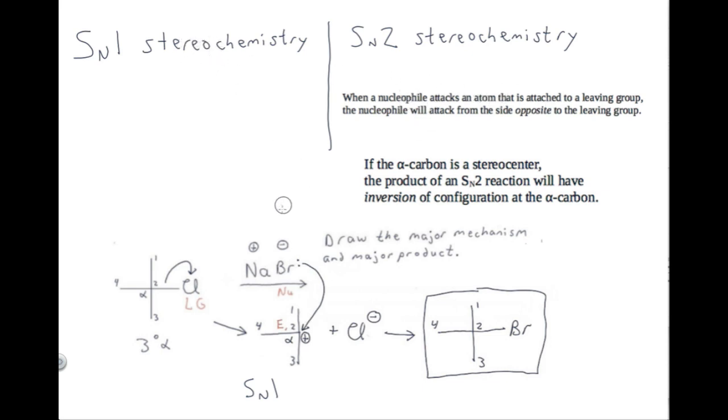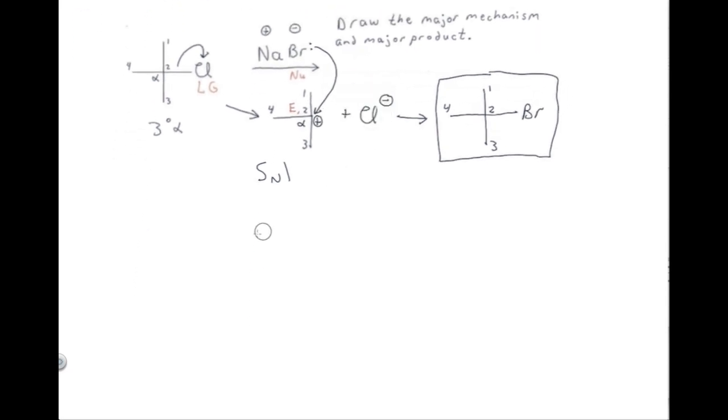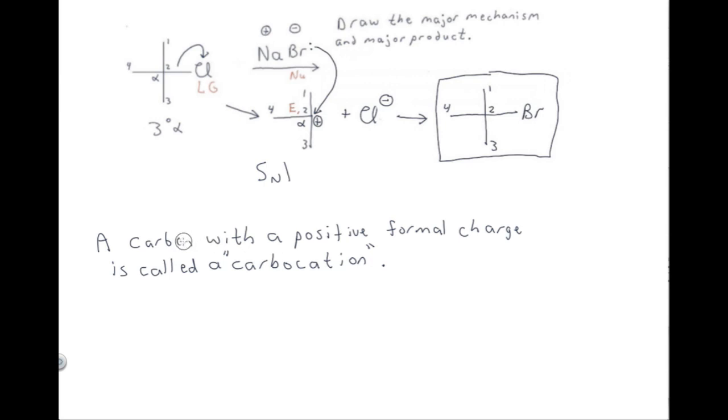So how do we decide from what direction the nucleophile will attack this alpha carbon? The important thing here is that the nucleophile is attacking this positive carbon. Positive carbons play a very important role in organic chemistry, so there's a special name for a positive carbon. Do you know what it is? A carbon with a positive formal charge is called a carbocation. Do you understand why that's a logical term?